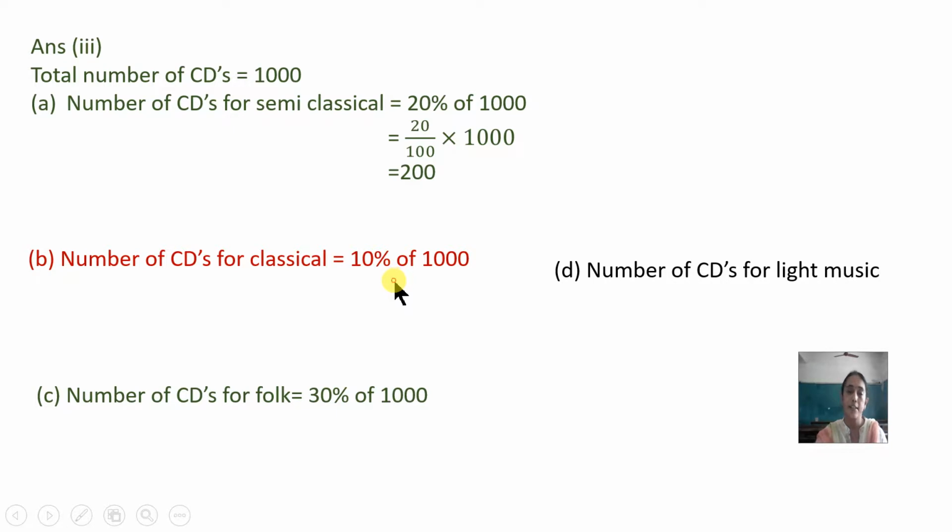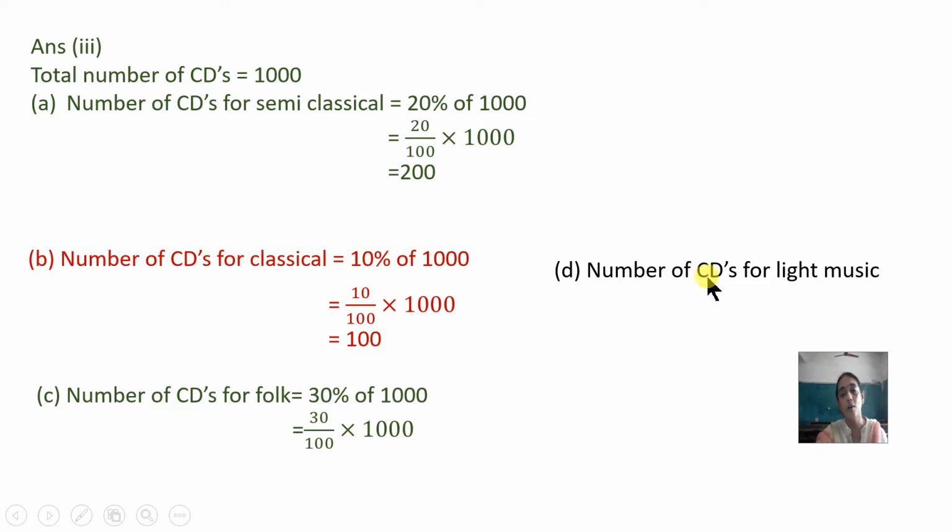Yes. 10 upon 100 into 1000, which is equal to 100. Now, here, number of CDs for folk is 30% of 100. Can you tell me how much? Yes. So, that is equal to 30 upon 100 into 1000.